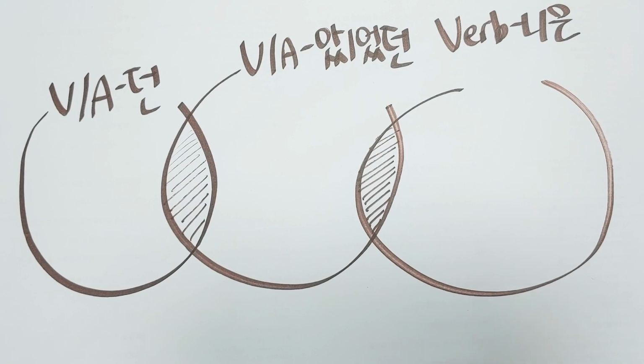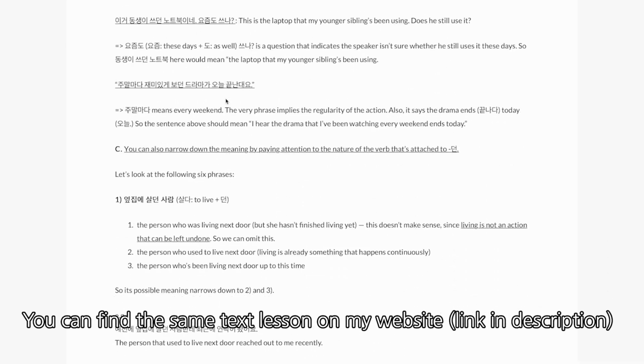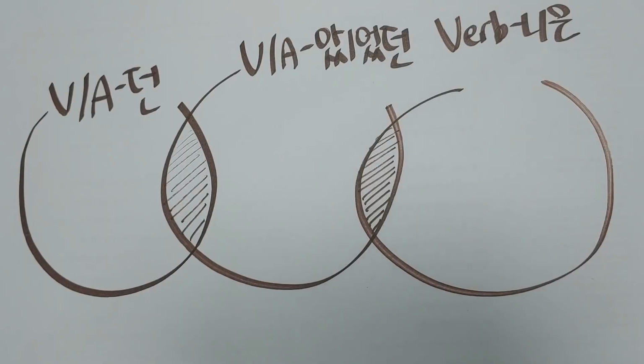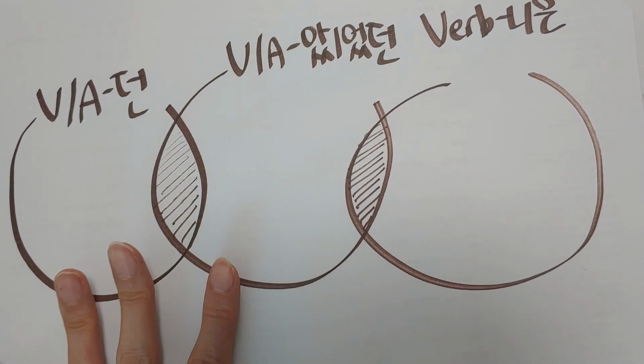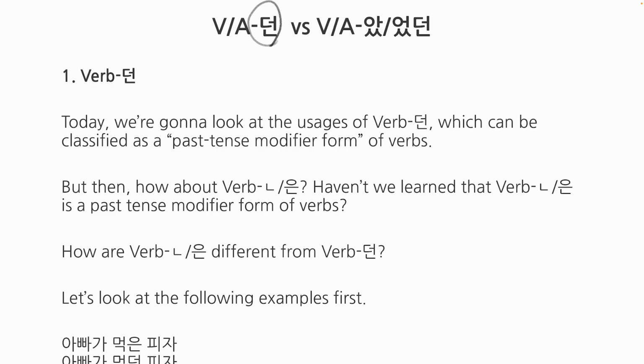So I'll be using the text lesson that I wrote prior to filming this so that you can understand my explanation a bit better. Also so that I could lead the class in a more organized way, and I don't forget to include all the points that I brought. Okay, so with that said, let's begin the class. For the first half of this class, we'll cover 던, and then we're going to move on to 았었던. So let's get started with 던 first.